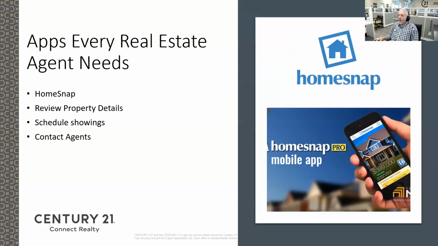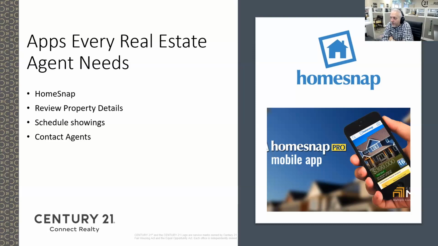Okay. HomeSnap. HomeSnap is actually a decent tool that I use quite frequently. HomeSnap has all of the property reviews in it. It is a quick and dirty, easy way when you're on the fly showing. I'm not a big fan of the FMLS app itself because it's very clunky, but the HomeSnap app works really, really well, and it allows you to schedule showings from within it also. All right.